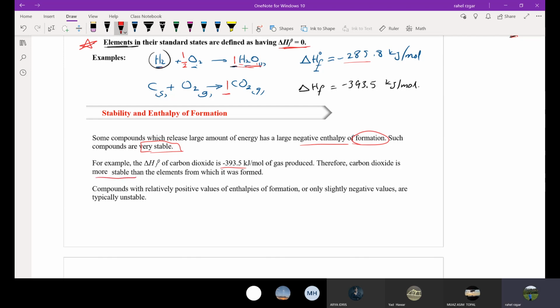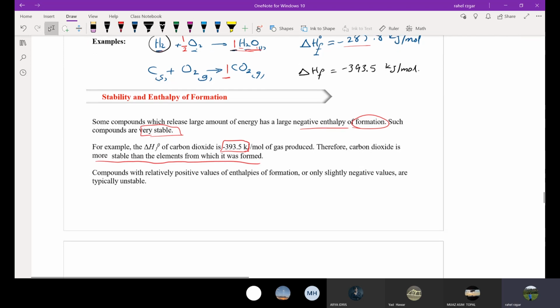Therefore, carbon dioxide is more stable than the elements from which it is formed. So whenever you see a compound with a delta HF of negative, you can directly say it is stable. And the higher the negative, the more the negative, the more stable.